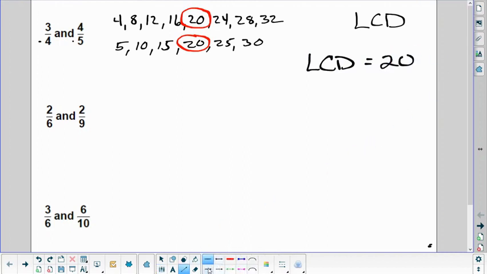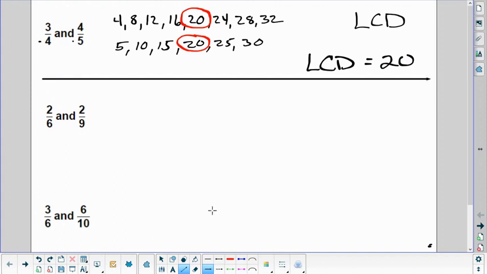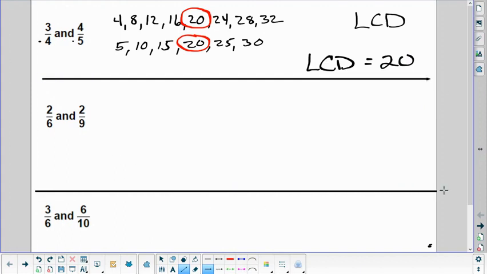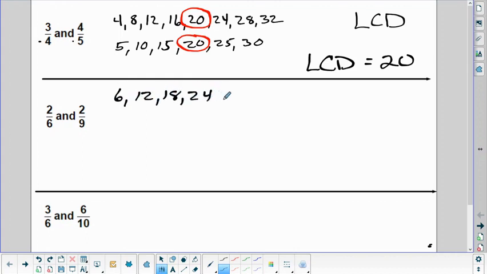All right, so let me draw a line in here because now I'm going to do this next one. And I'll draw a line right there too while I have it out. All right, so we have 6 and 9. So again, I'm just going to make a list. And so I have 6, 12, 18, 24, 30, 36, and I'm going to stop right there. And let's list them out for 9. So I have 9, 18, 27, 36, 45.